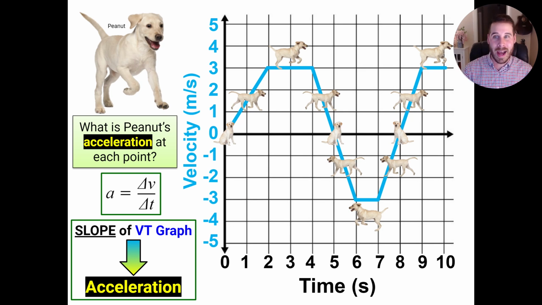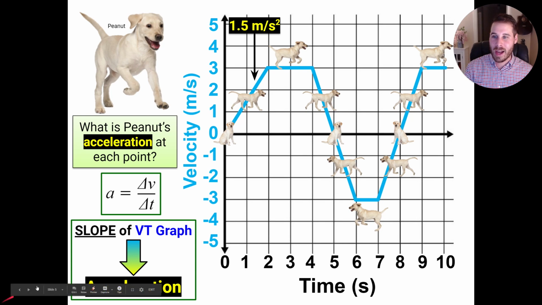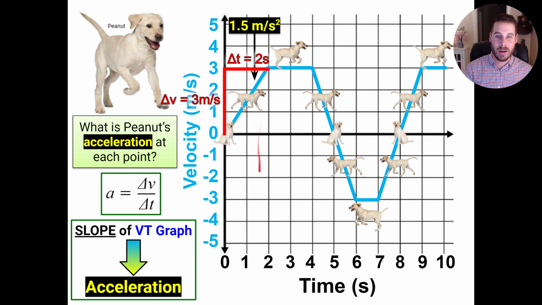So let's calculate the rise over run for this graph of Peanut the puppy. Let's figure out what his acceleration was in each part. So in the first section, his acceleration would be 1.5 meters per second squared. How did I get that number? Well, it's because I'm looking at the slope, and the slope of this first section would be a rise of 3 divided by a run of 2, because these first two blocks represent 2 seconds. So rise over run, 3 divided by 2, gives me 1.5.